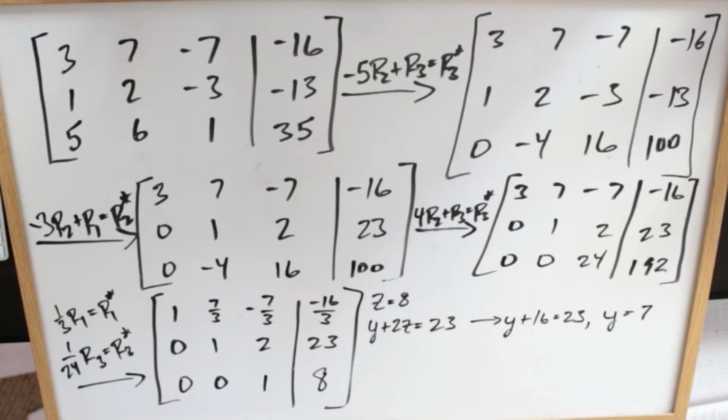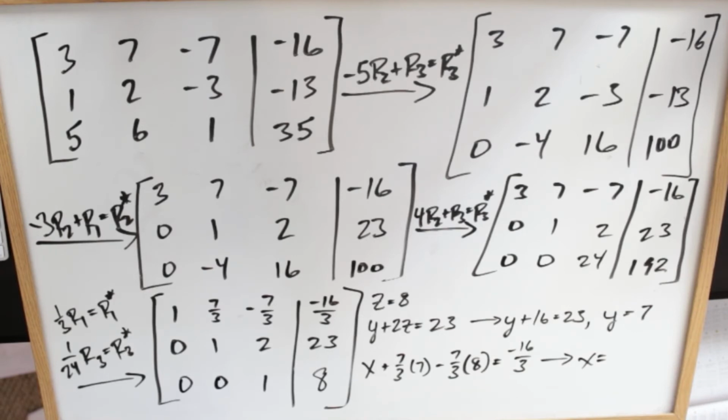Let's go ahead and pop those in. So we're going to have x plus 7/3 times 7 minus 7/3 times 8 is equal to minus 16 over 3. So that means that x is going to equal, and I'm going to use the calculator for this one, so give me just a minute. That's going to be 49/3.